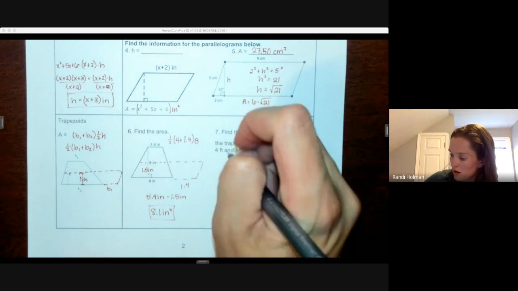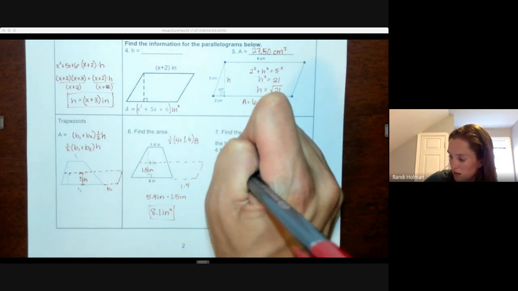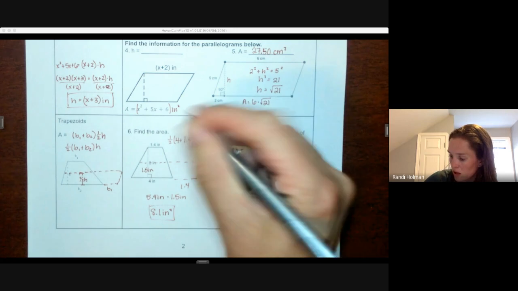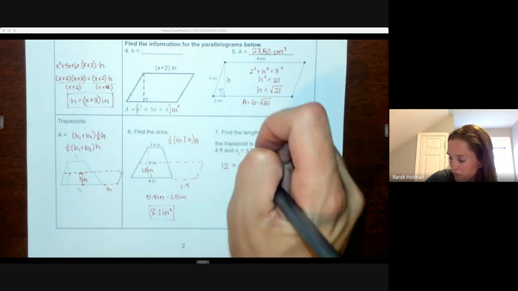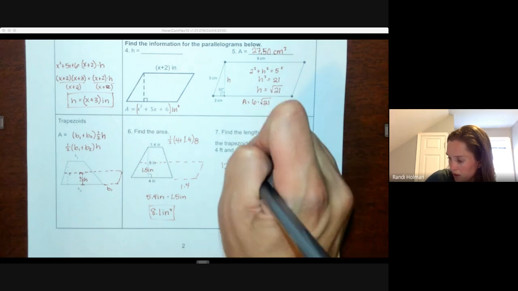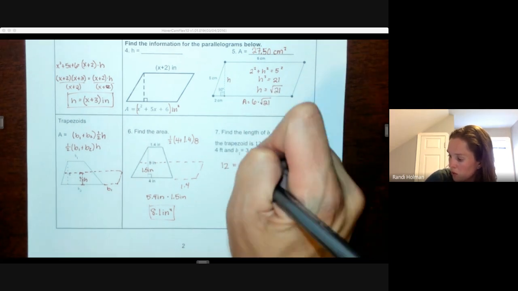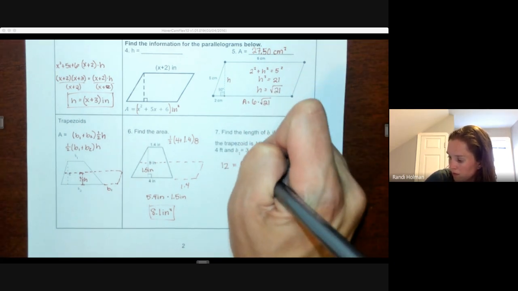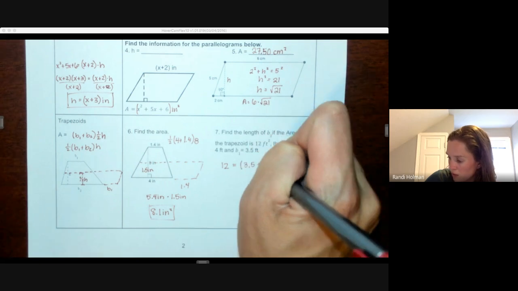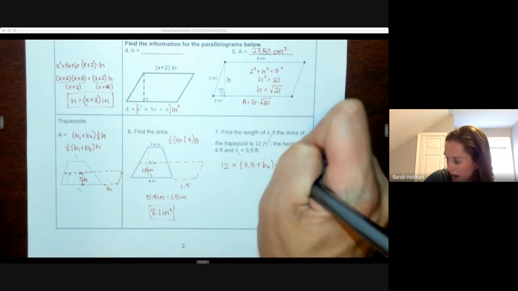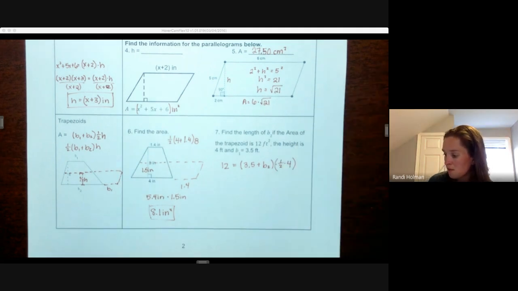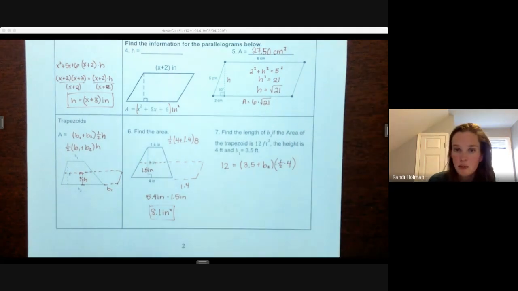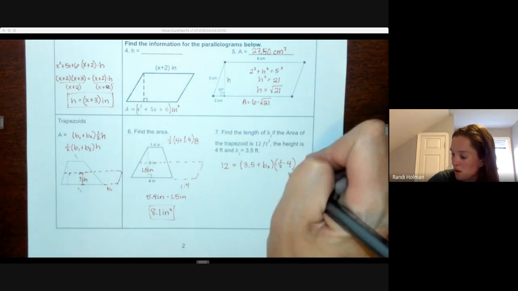So I know the area is 12, so my area is equal to, and again, it doesn't matter what order you put these things in here, you're going to end up with the same thing. So I'm going to use that top one. So we have base 1, 3.5, plus base 2, that's what we don't know, times 1/2 times 4. That doesn't necessarily need parentheses, but we can put them there as well. So 1/2 of 4 is 2.